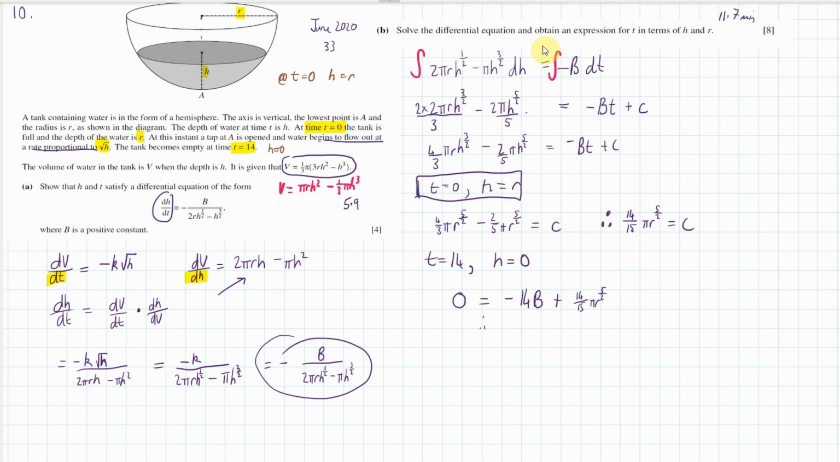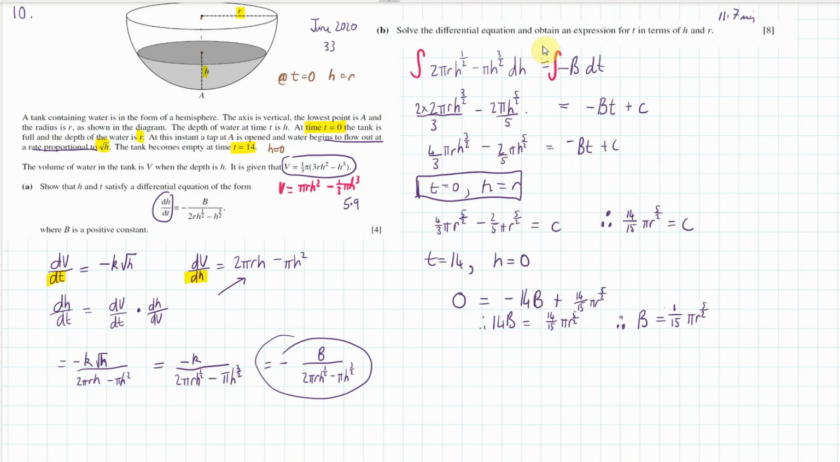And therefore, 14b is equal to 14 over 15 pi r to the power of 5 over 2. Therefore, we can say that b, because we're going to divide both sides by 14, equals 1 over 15 pi r to the power of 5 over 2.